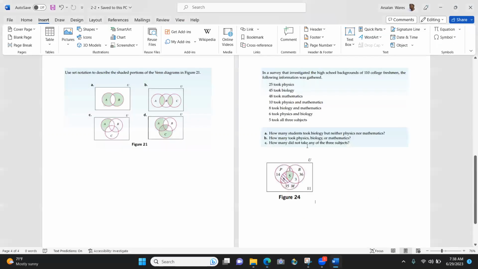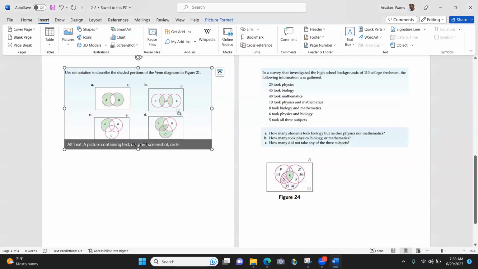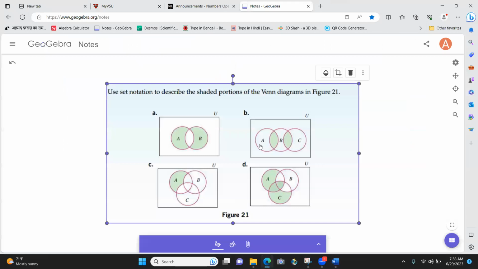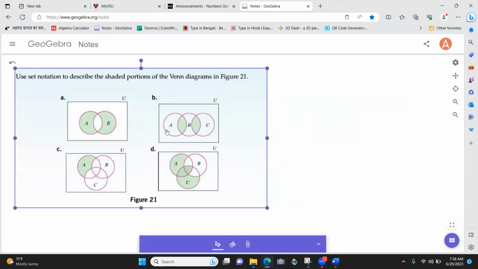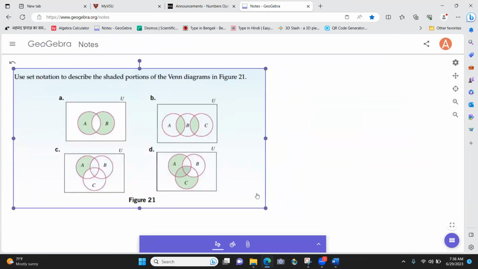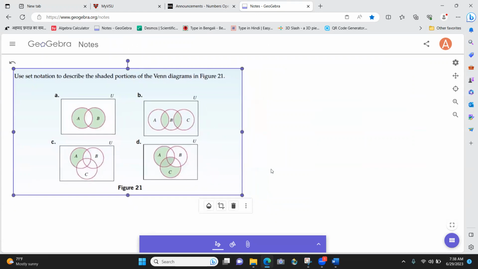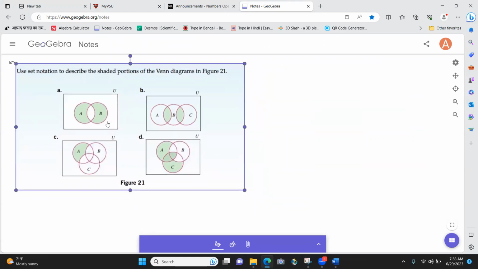So grab this problem. This is an example from your book. I'm going to do two examples from your book, okay? It says use set notation to describe the shaded region. Okay, so remember guys, from last class, we are doing part A first. How would I describe part A? Part A, the green part on the left is simply A minus B.